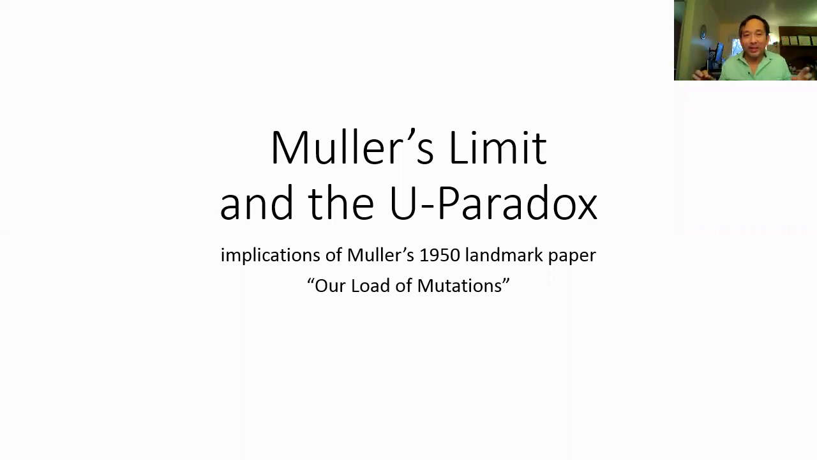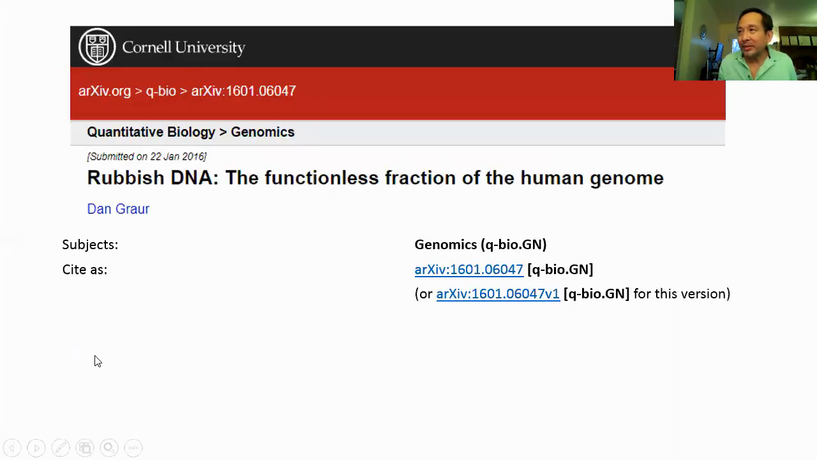So the first term I'm using is Muller's limit, not to be confused with Muller's ratchet. Muller's limit is just a more convenient term that I'll be using through this discussion, and I'll define it later. So how all this came about, there was a paper dated January 2016 by a respected evolutionary biologist named Dan Graur, and he was estimating the functionless fraction of the human genome based on junk DNA theory, and he uses Muller's limit for that.